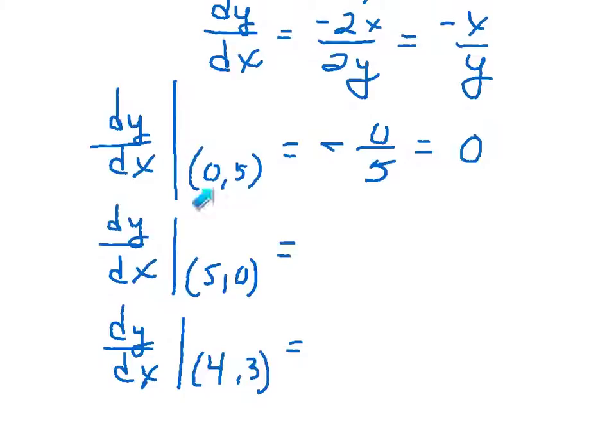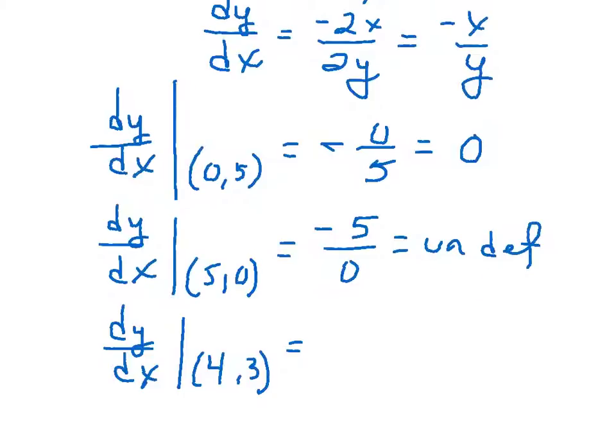So at the top of the circle, the slope is 0. Terrific, that's exactly what we anticipated. Let's do the second one. dy/dx at (5, 0) is going to be negative 5 over 0. And you know that's undefined, and that's terrific. That's exactly what we anticipated. On the right-hand side of the circle, the slope is undefined.